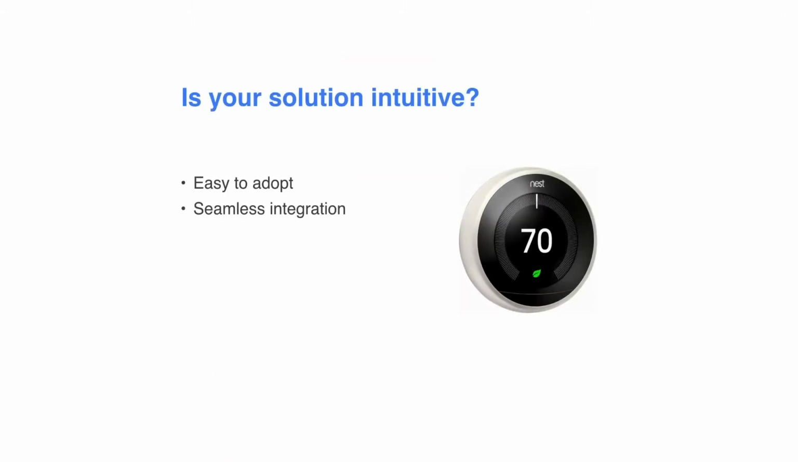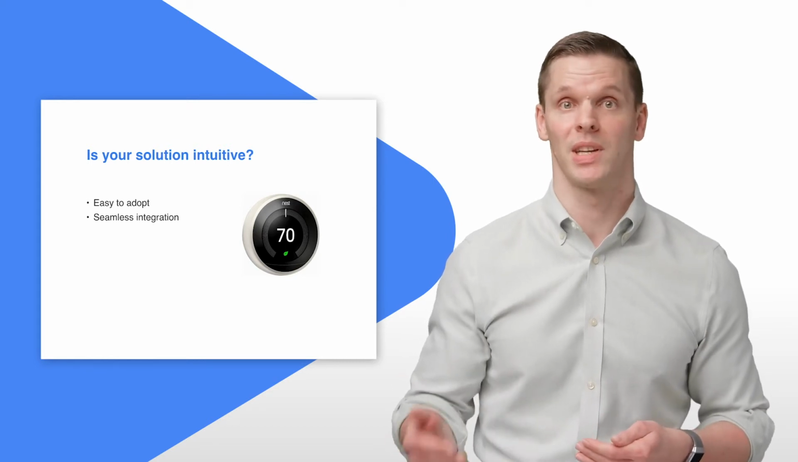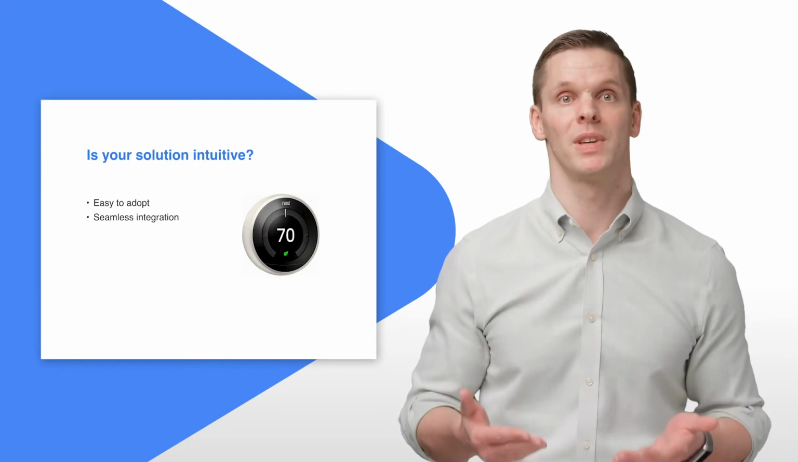Next is the dimension of intuitive product design. This is an interesting aspect because it varies across different users. This is something that you really have to test well with your target audience through either observations or interviews. The basic idea is that products should be easy to adopt and seamlessly integrate with the user's life and their daily activities. Intuition is not that obvious because different people may find different things more intuitive.